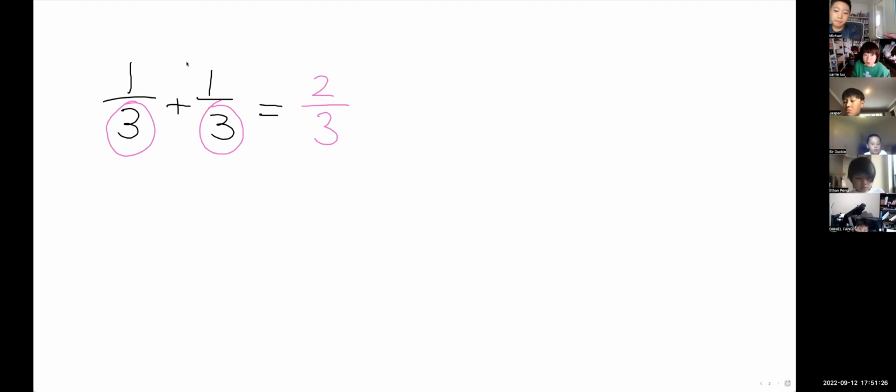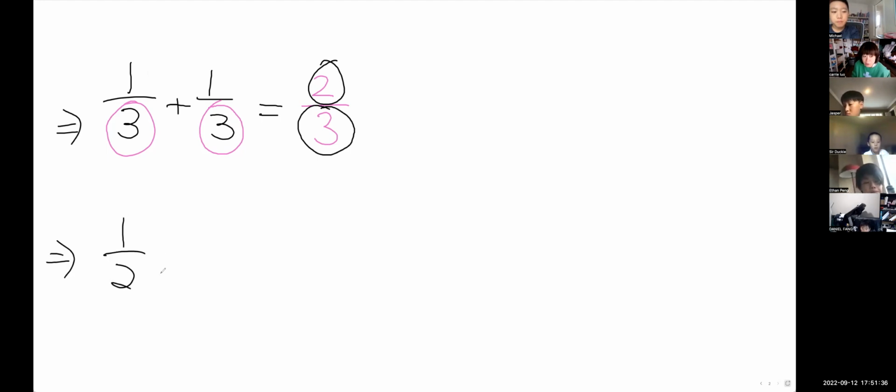So that's why the apple became 2 apples, but the people are still 3. So in this case the denominator is the same. But what if we have 1 over 2 plus 1 over 3? So how do we do this?